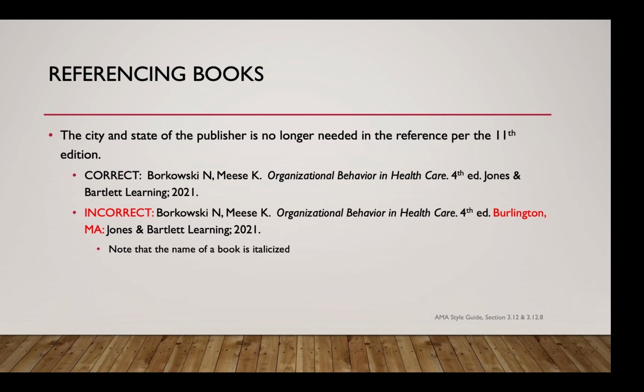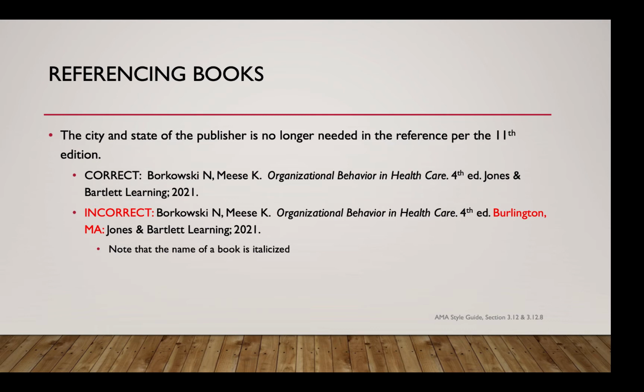One of the biggest errors that I see in writing is that when you reference a book, people are including the city and the state of the publisher. This is no longer needed in the reference per the 11th edition of the AMA Style Guide. In the 10th edition, it was required, but it has since been dropped with the 11th edition.